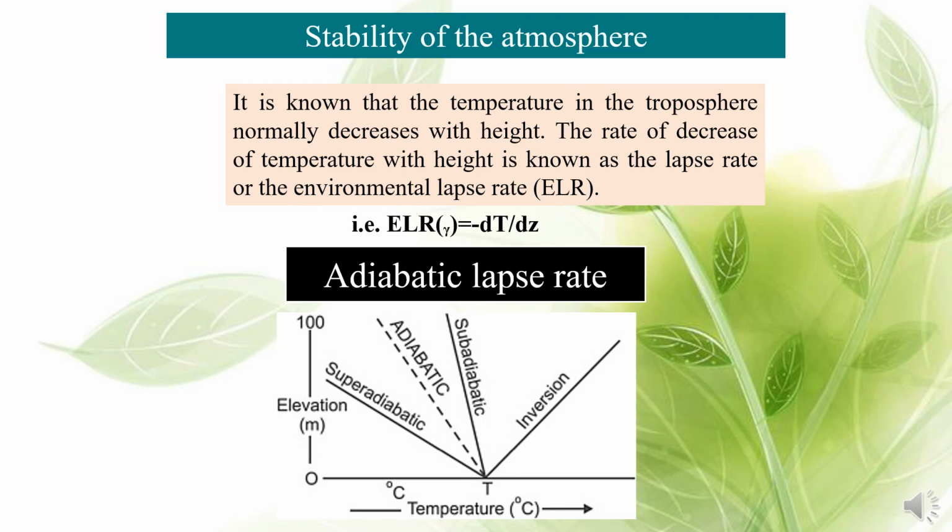Then the adiabatic lapse rate. Within the environment, we may consider certain parcels of air which are moving up or down adiabatically. Since the movement of the parcel is adiabatic, the rate of fall of temperature of the parcel will be different from that of the environment, and that corresponds to the parcel lapse rate. The vertical movement of the parcel, and whether it will be stable or unstable, can be determined by comparing the lapse rate of the parcel and that of the environment.